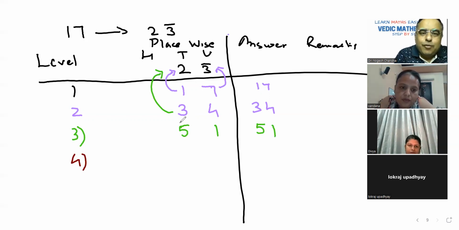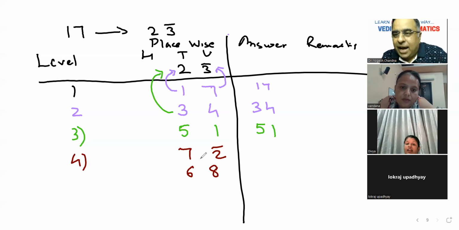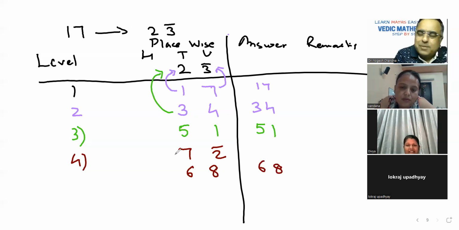Fourth level. 5 plus 2 is 7. 1 plus 2 3 bar is 2 bar. Now what is 7 2 bar? You have to convert: 70 minus 2, which is 68. Yes, sir. So 2 steps, don't worry.